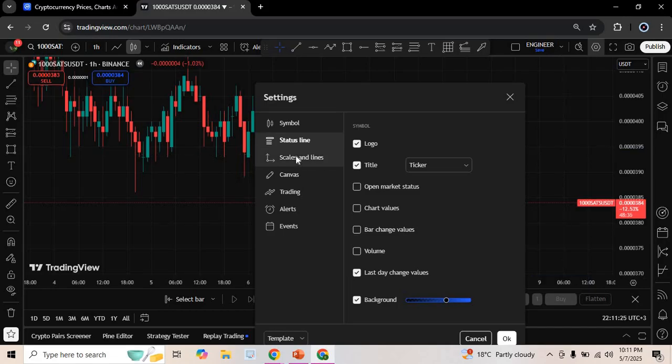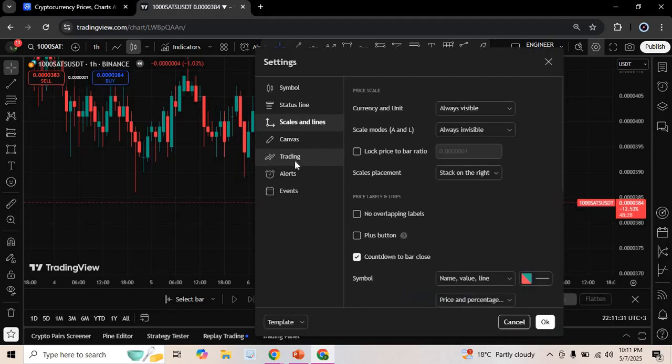So that's on that. Then on the scales, the scale and lines, let's see. These are things you can always come and also explore on your own. Always visible, the currency and the unit. You'll see if I uncheck that, USDT right here will disappear. Let me just say invisible, it disappears.